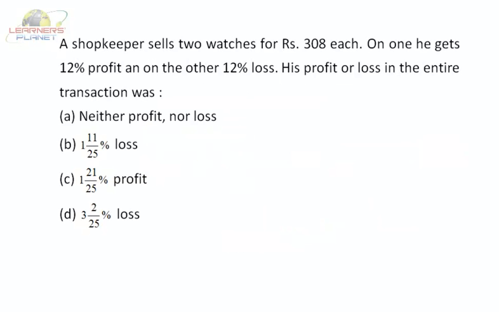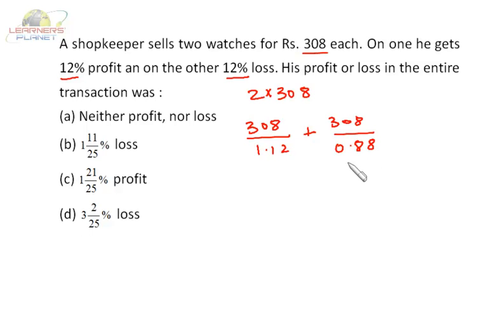Now let's see this problem. A shopkeeper sells two watches for rupees 308 each. On one he is getting 12% profit, and on the other he is making 12% loss. We have to find his profit or loss in the entire transaction. Friends, his selling price is 2 into 308, and the cost price for the first watch is 308 by 1.12, and the cost price of the other is 308 by 0.88, since here is a 12% loss and here is a 12% profit.